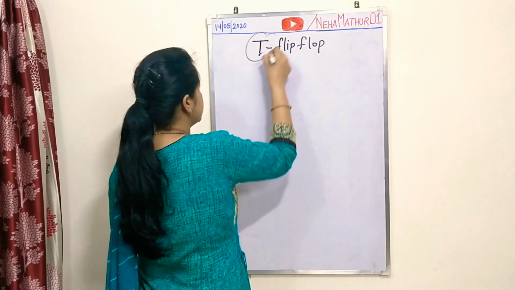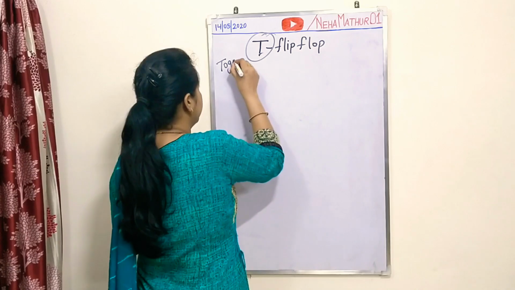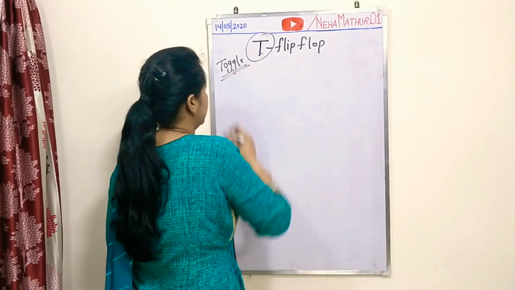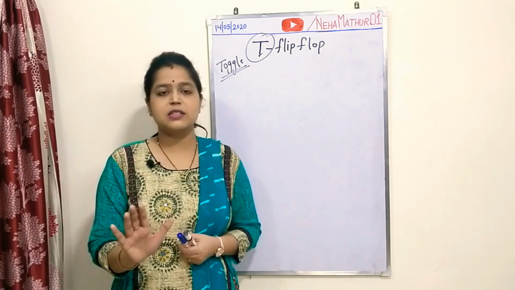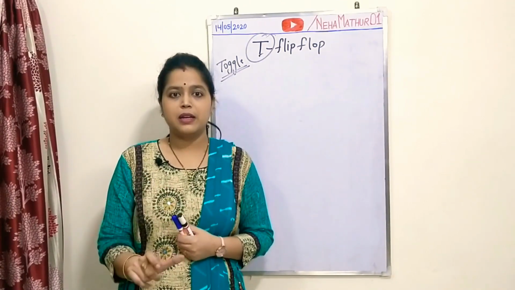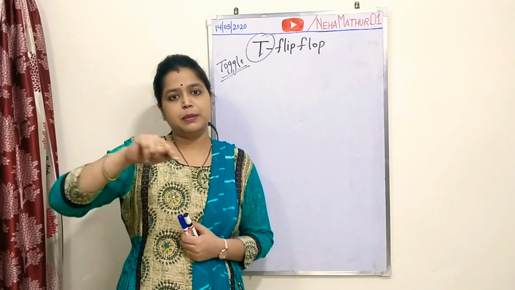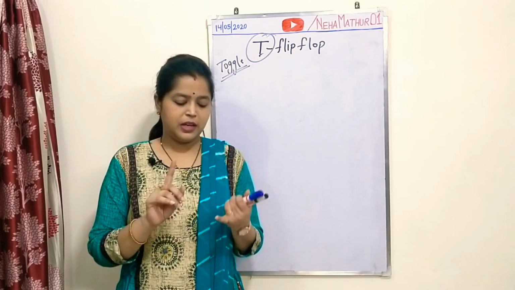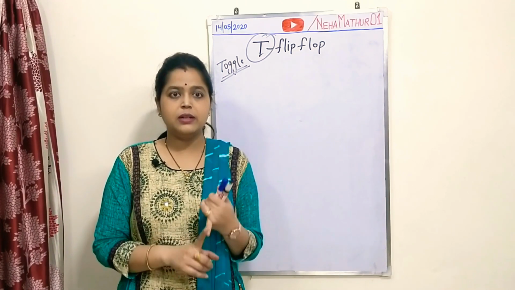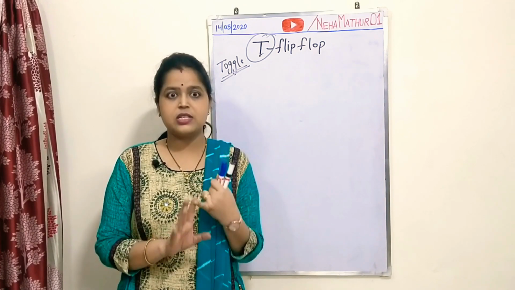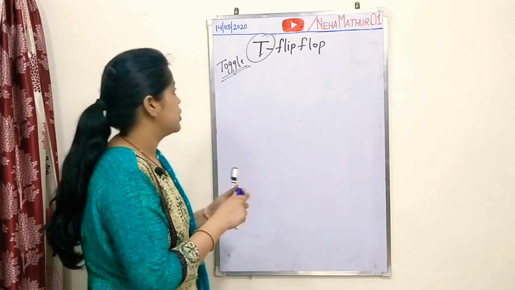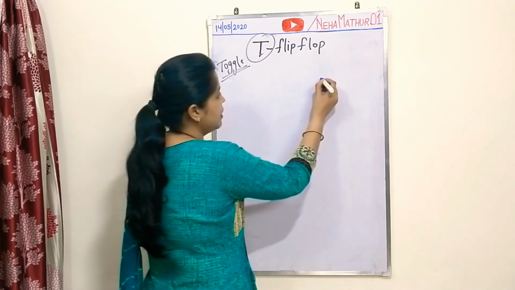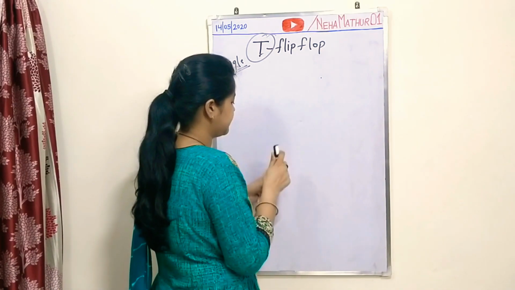So today's topic is T flip-flop, where T stands for toggle. Your T flip-flop is just a simple JK flip-flop by connecting J and K permanently together. So in your JK flip-flop, J and K input terminals are just connected permanently and you will get your T flip-flop. So your circuit for the T flip-flop will look like this.